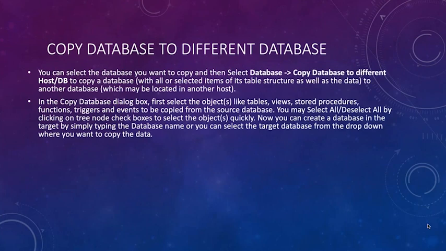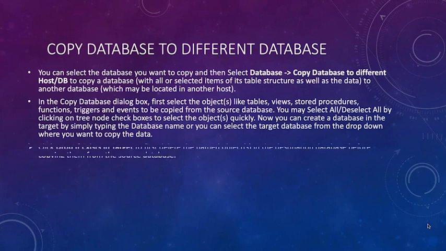you first select the objects like tables, views, stored procedures, functions, triggers, and events to be copied from the source database. You may deselect all by clicking the tree node. Check boxes let you select the database objects quickly. You can create a database in the target by simply typing the database name, or you can select the target database from the drop down where you want to copy the data.